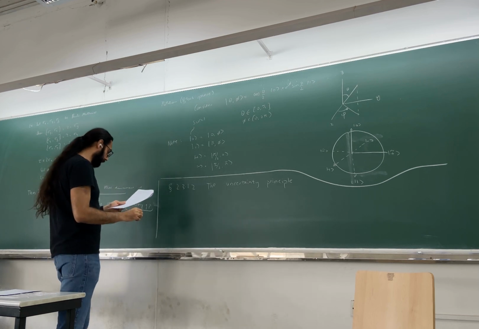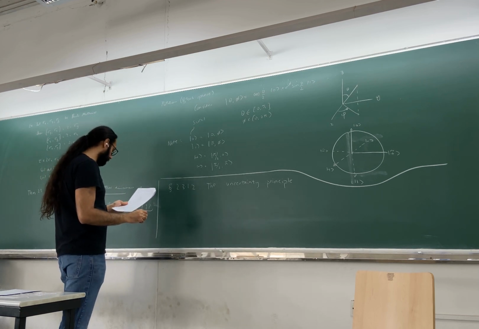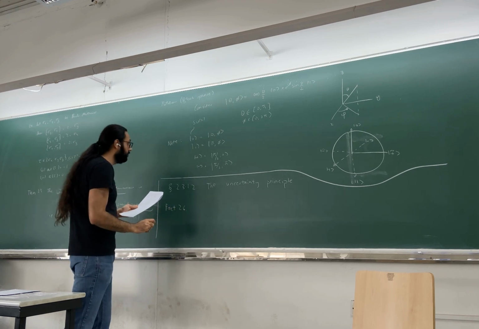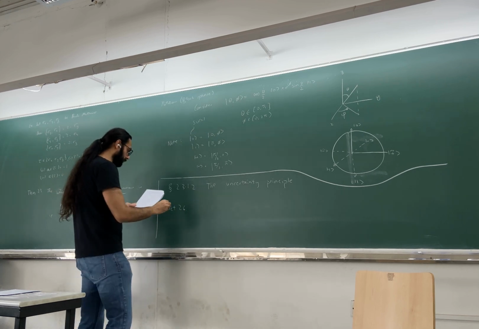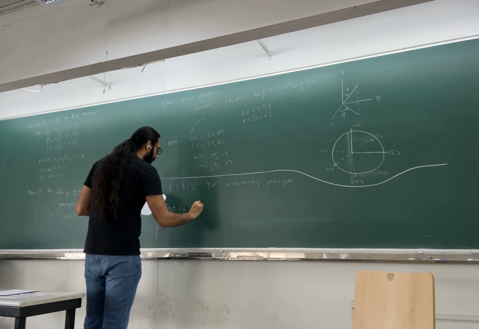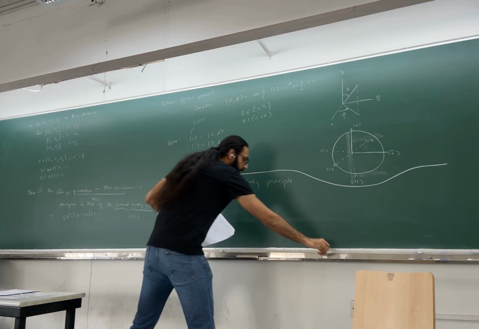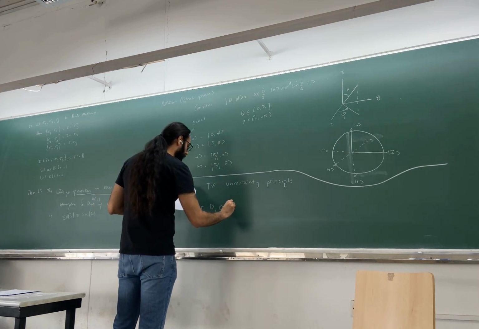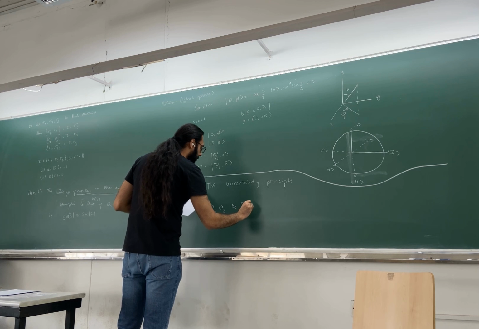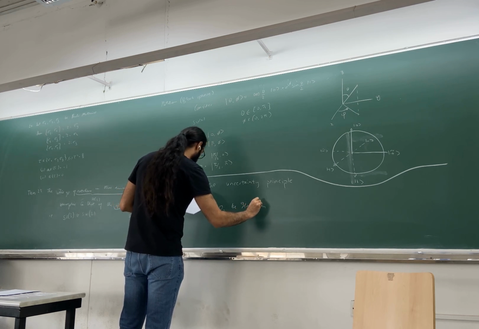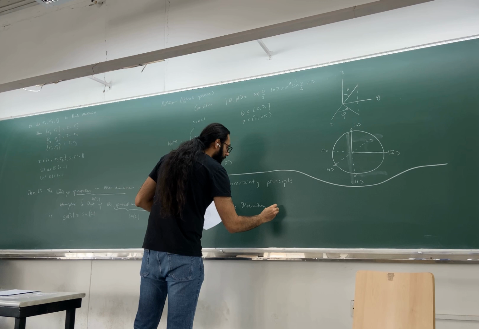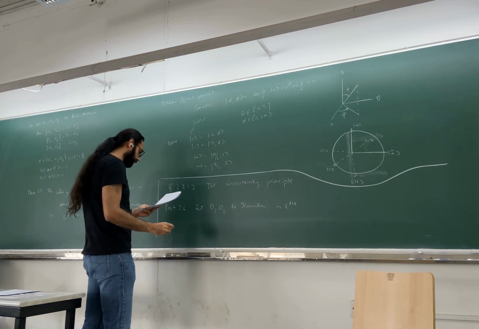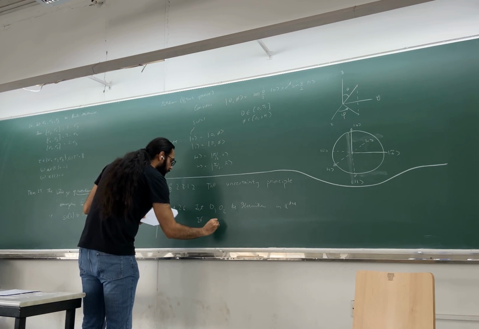Okay, so we need to start with a fact. Maybe the numbering changed in the notes, but okay. So the fact is the following. Suppose O1 and O2 are Hermitian operators.